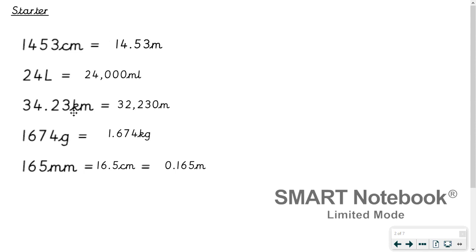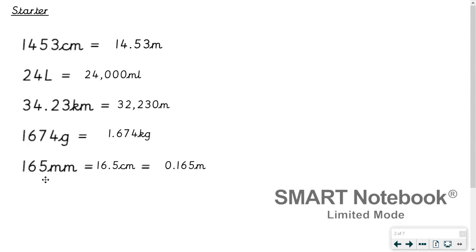34.23 kilometres, we went back to metres, so we're going to be timesing by the 1,000. So 1, 2, 3 jumps, and there'd be a need for a placeholding 0, so 32,230 metres. 1,674 grams, we're going to be dividing by the 1,000. 1, 2, 3 jumps, 1.674.